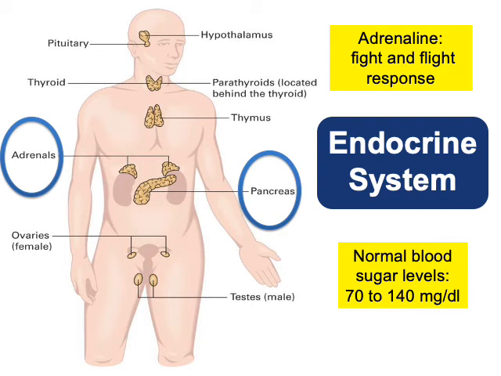Now, the pancreas, like I mentioned way back when, produces hormones to control your blood sugar. So the two, one is called insulin, and the other one is called glucagon, and these two substances help to maintain your normal blood sugar level range.